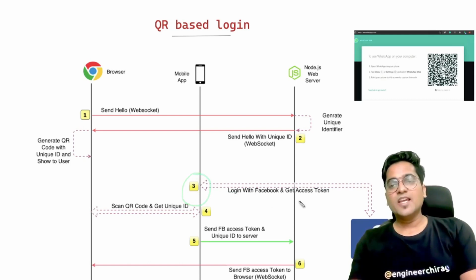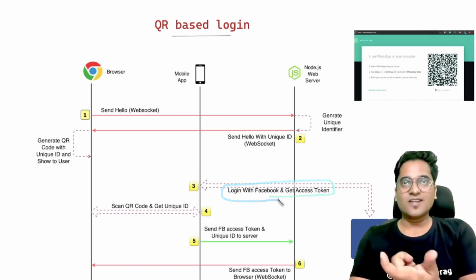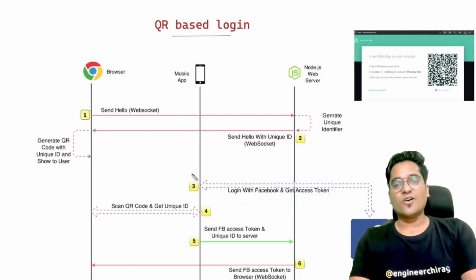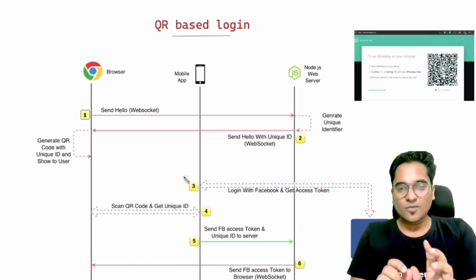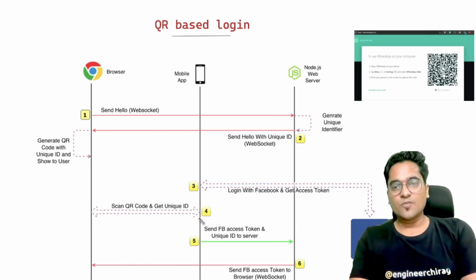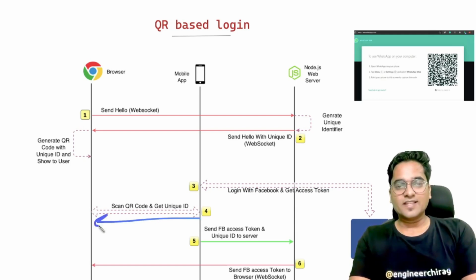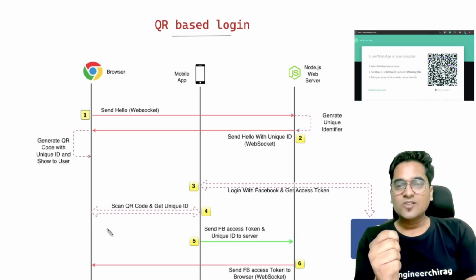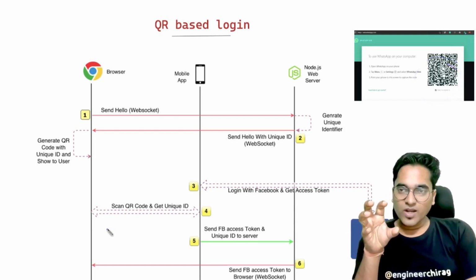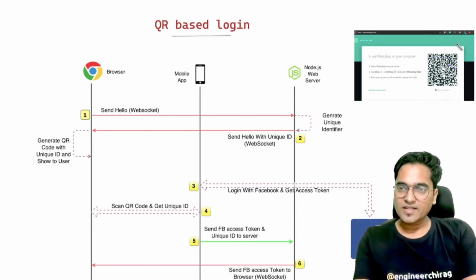What it means is, you have the token from WhatsApp or Facebook basically, which is your own credentials token on your mobile, right? That is being generated. That is clear. You are logged in on your mobile. What you are doing from your mobile, you are actually scanning this QR code. So when you scan this QR code, what happens? You actually get the unique ID which was hidden behind this QR code.